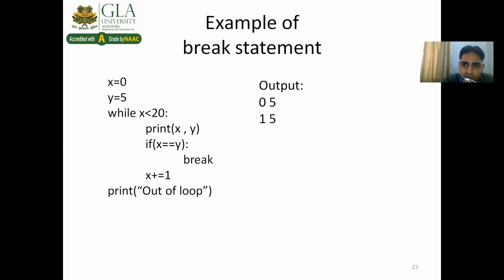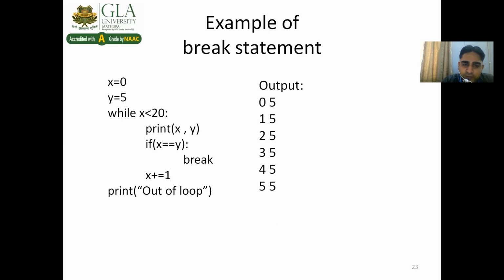So it will again move inside the loop and print the values of x and y, which are 2 and 5. Followed by it will print the values of x and y as 3 and 5, then 4 and 5, then 5 and 5. But after printing 5 and 5, because x and y are both equal, we need to execute the break statement. As soon as the break statement gets executed, the control moves out of the loop.